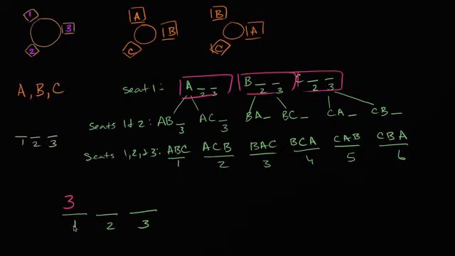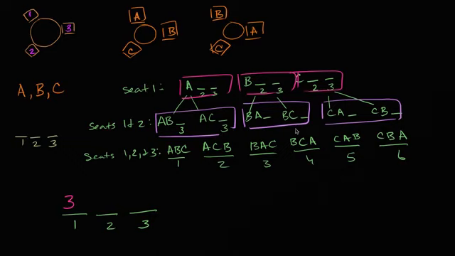Now, for each of those, how many people could sit in seat 2? Well, for each of them, let's say the scenario where A is sitting in seat 1, there were 2 possibilities for who could sit in seat 2. Notice, let me do this in a different color. For each of these 3, there's 2 possibilities of who could sit in seat 2. If A is sitting in seat 1, you could have either B or C in seat 2. If B is sitting in seat 1, you have either A or C for seat 2. So for each of these 3, you have 2 possibilities of who could sit in seat 2.